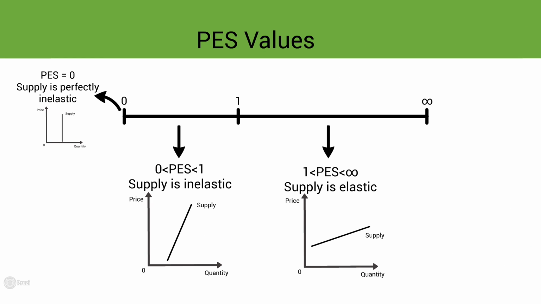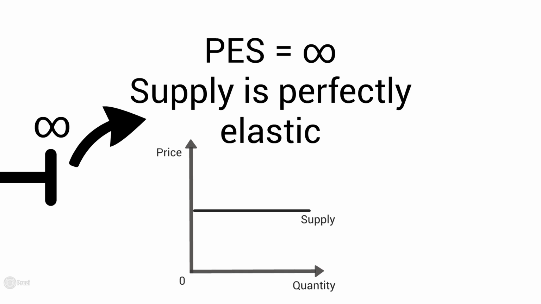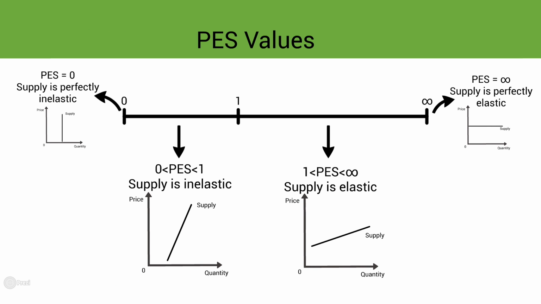The other extreme value for price elasticity of supply is when it has a value of infinity. We call a supply curve with a PES value of infinity perfectly elastic. This is where firms will produce as many goods and services as individuals demand, providing that the price that suppliers desire has been met. So, to summarise, a PES value of 0 means that supply is perfectly inelastic.